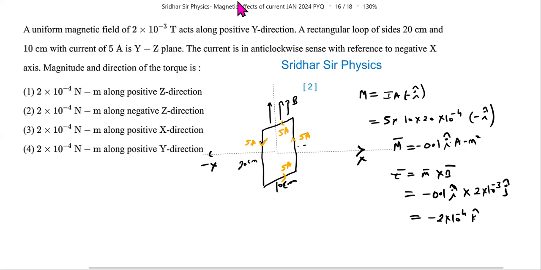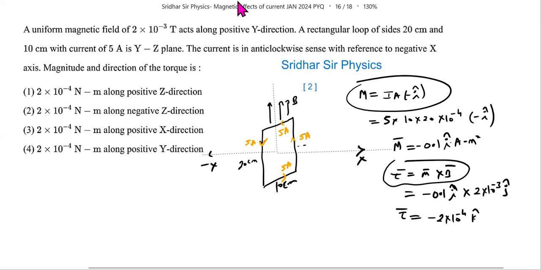Along negative z direction. So what is the formula? Torque due to dipole moment. What is the dipole moment? Current into area, and it's a vector quantity. This will be your loop. The current is anti-clockwise with respect to the negative x-axis.